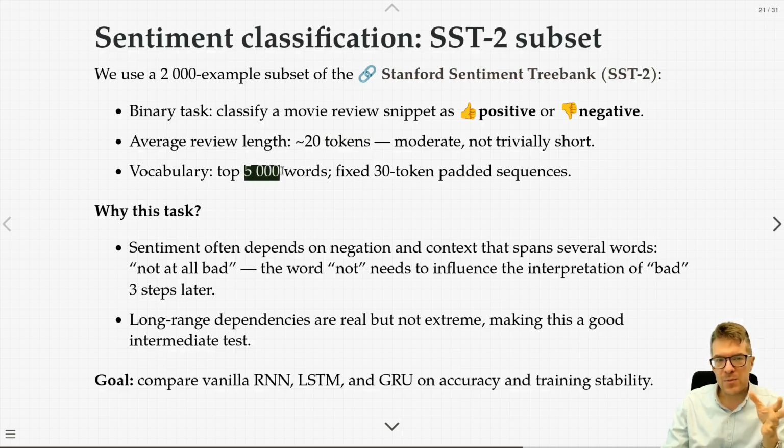This is approximately 5,000 words. We're going to compute the number of words in a moment, and we're going to assume 30 token padded sequences were necessary.